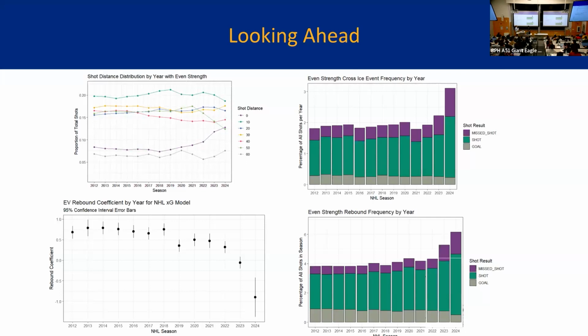And then on the right, we can see frequency plots of cross ice and rebound events. And for 2024, there's been a big spike in frequency of these events. But interestingly enough, it's only for shots and missed shots. So we tend to think that's because the data is being tracked more accurately on shots that weren't goals. So more of them have been labeled as rebounds and cross ice events.